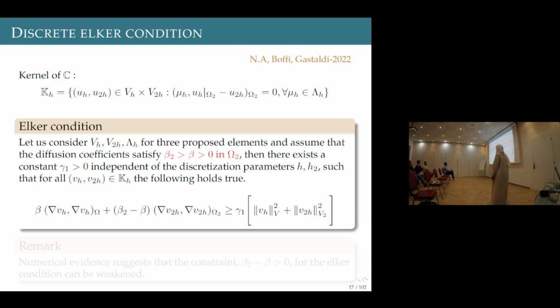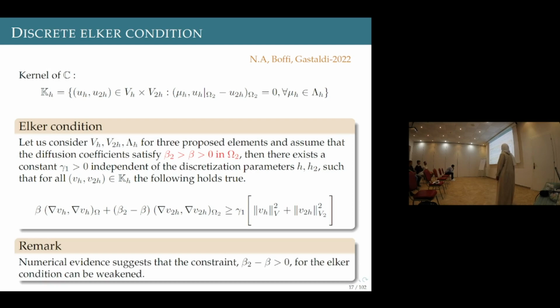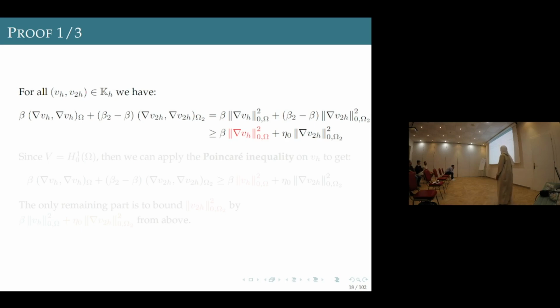Starting with the 2 conditions, let's start with the proof of the elliptic kernel condition. So this is the elliptic kernel condition in here. This is the kernel of C. And in this paper, we prove that this condition is satisfied under the constraint that beta 2 is strictly greater than beta, and both are positive in the common region omega 2. However, there is some numerical evidence that this constraint can be relaxed a bit, and we see this in the numerical section later. The proof of this is not so complicated.